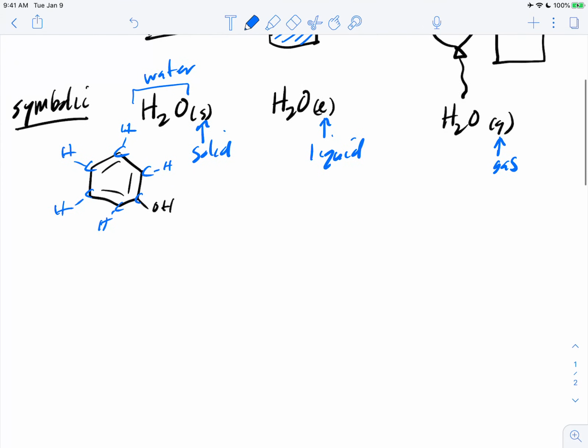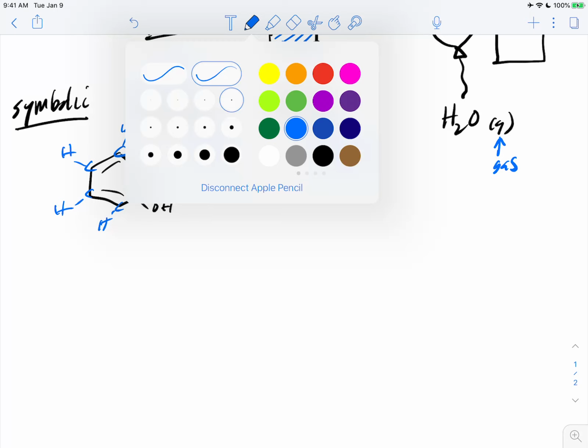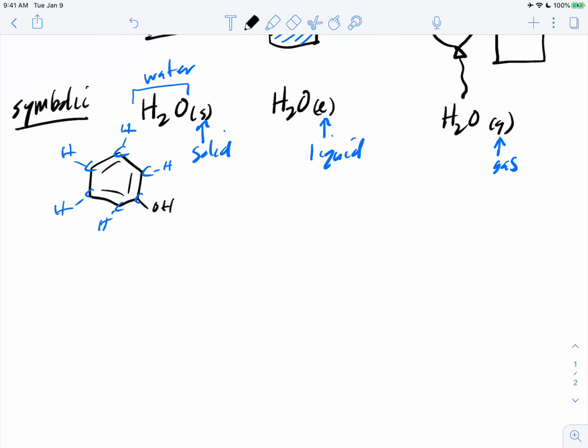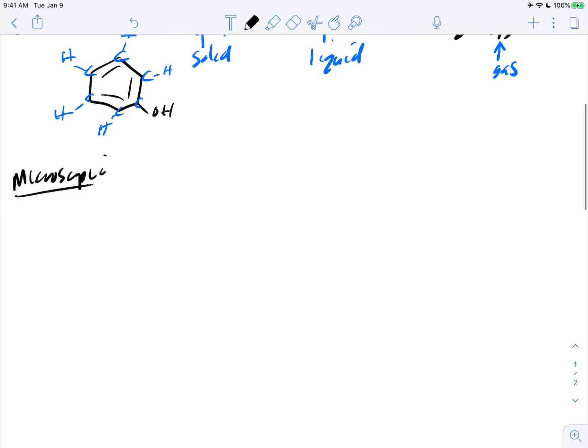And the last way of doing this is the microscopic. So microscopic, give yourself a little bit of room here, like I've done. If we look at the solid H2O, I'm going to draw one of these circles as a water molecule.